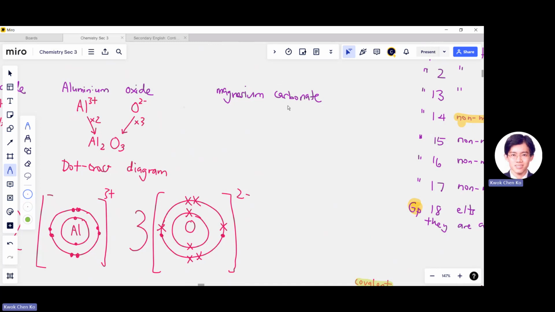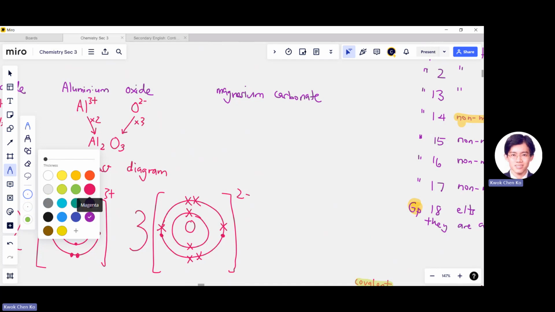How does the formula look like? Or I mean, are you even familiar with the formula? It's magnesium carbonate. Oh, what's the formula for carbonate? Have you all gone through that? Oh no. Okay, then I shall go through.